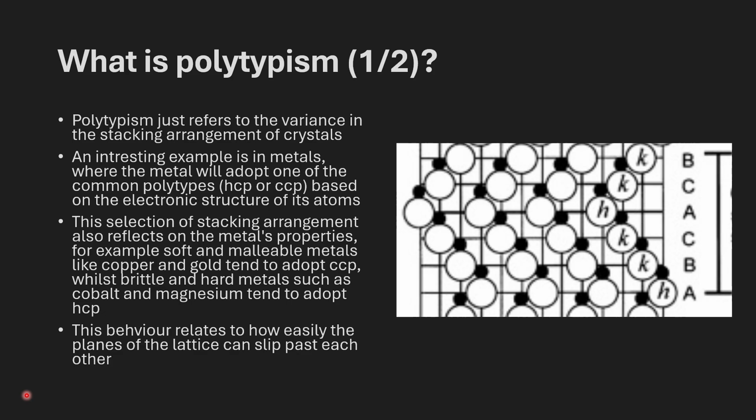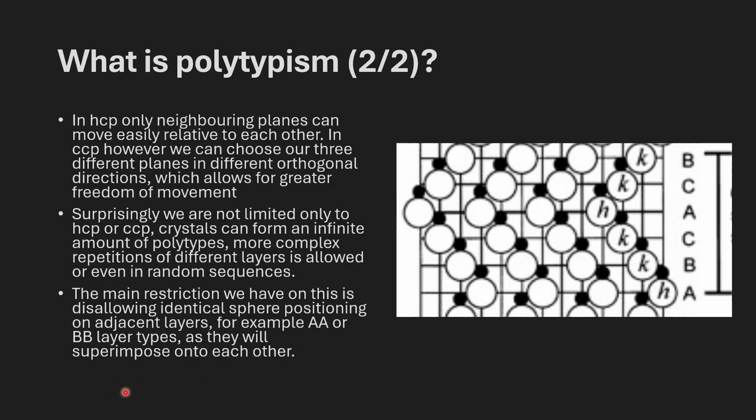This behavior relates to how easily the planes of the lattice can slip past each other. In HCP, only neighboring planes can move easily relative to each other. In CCP, however, we can choose our 3 different planes in any of the 3 orthogonal directions, which allows for greater freedom of movement. Surprisingly, we are not limited to only HCP or CCP.